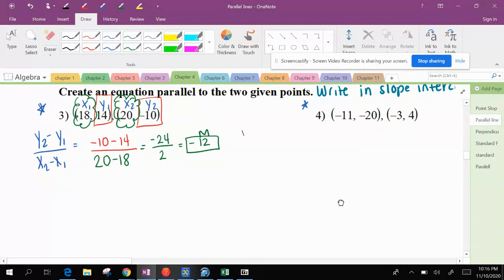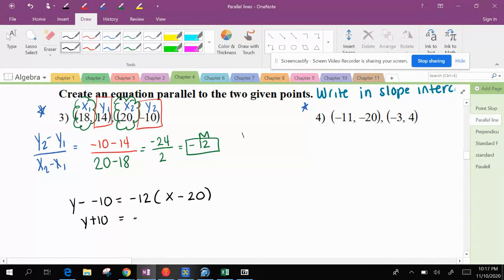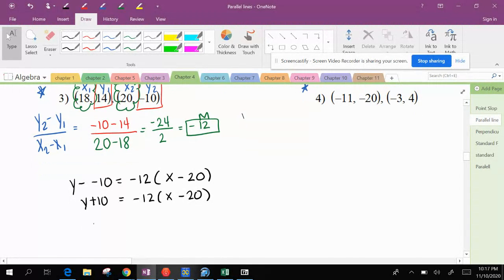I'll pick the second one because there are zeros in it. I'm going to plug into point slope formula. y minus a negative 10 equals my newfound slope, negative 12, times x minus my x value, which is negative 20. Simplify. Now I'm going to distribute. So I have y plus 10 equals negative 12x, and a negative 12 times a negative 20.